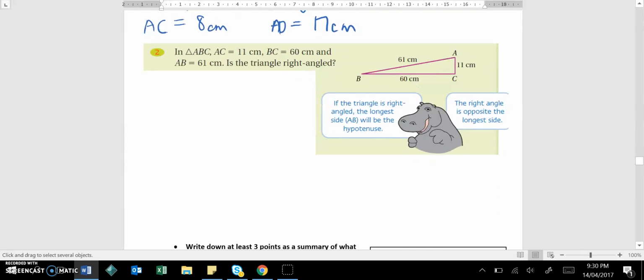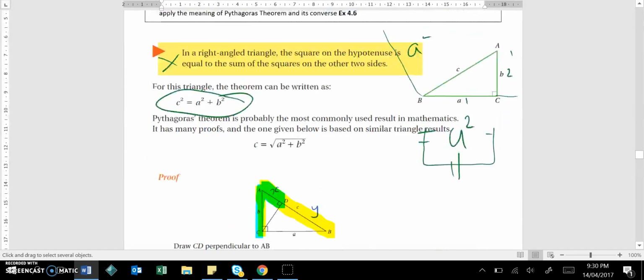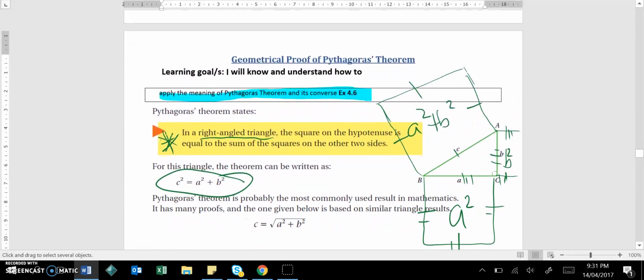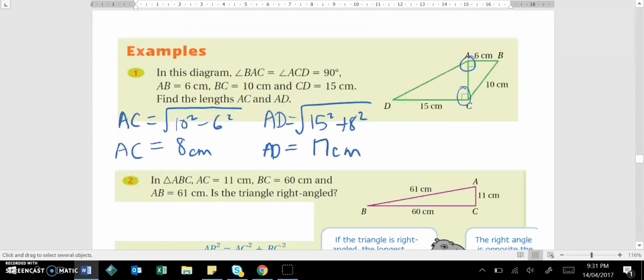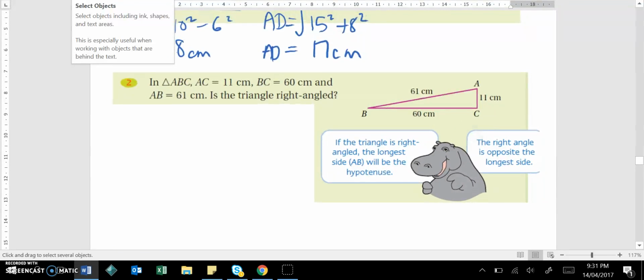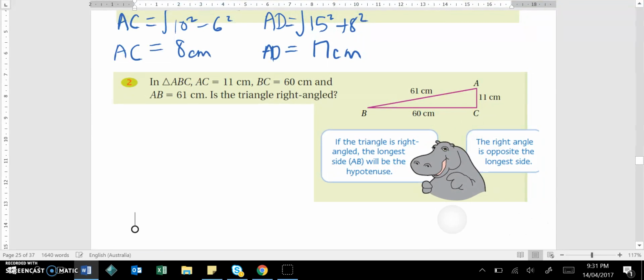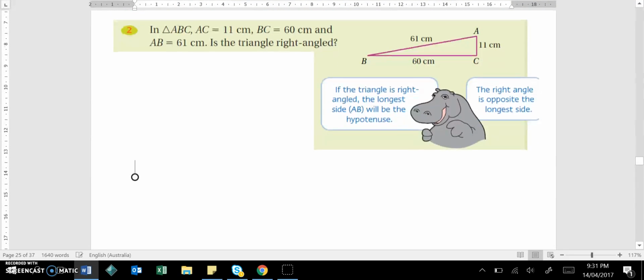Okay, the next question is looking at the converse of Pythagoras' theorem. In our goal for the lesson, we talked about applying the meaning of Pythagoras' theorem and its converse. The converse of Pythagoras' theorem states that if you have 3 sides that satisfy Pythagoras' theorem, then it's a right-angled triangle. So this question is saying, is this picture here on the right right-angled? Well, how you need to prove this is using the left-hand side, right-hand side proof.